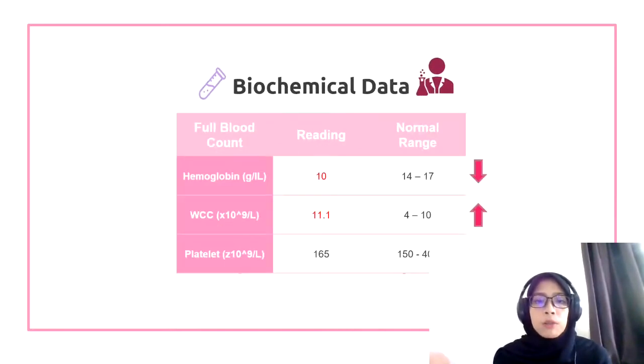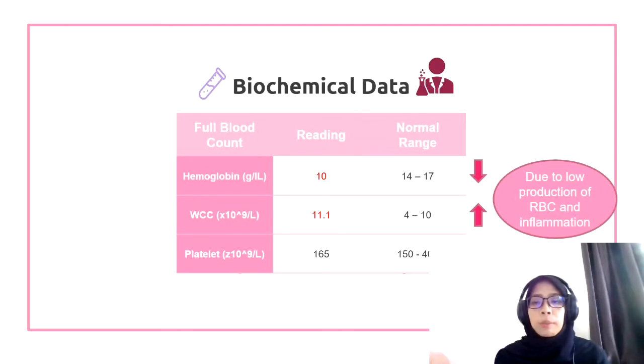For full blood count, the hemoglobin level is lower than the normal range and the white cell count is higher than the normal range. This might be due to low production of red blood cells, as the patient currently has liver disease, and the patient has inflammation.